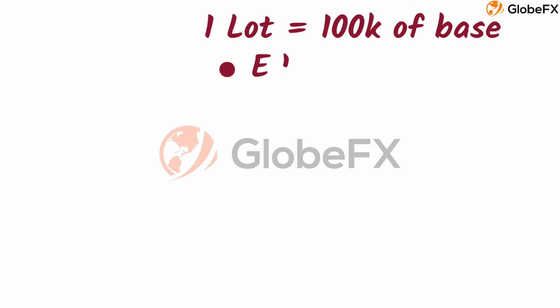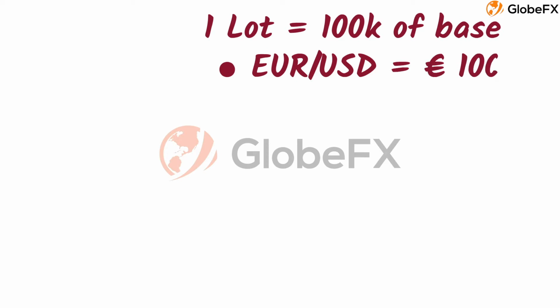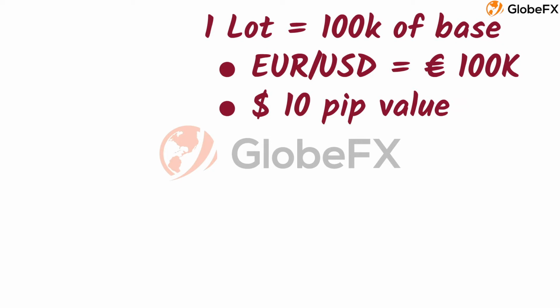Now we've been talking about trading in increments of 100,000 units of the base currency, and that's what we call a full lot. So a lot of a currency pair is 100,000 units of the base, whatever that happens to be, whether the euro or the yen or anything like that. And if the dollar is on the quote side, then we know that the pip value is going to be $10. So it's a really easy calculation to make. It doesn't require very much on our part to be able to do that.